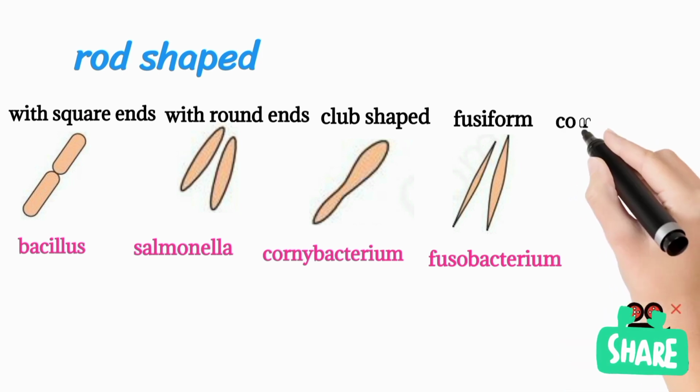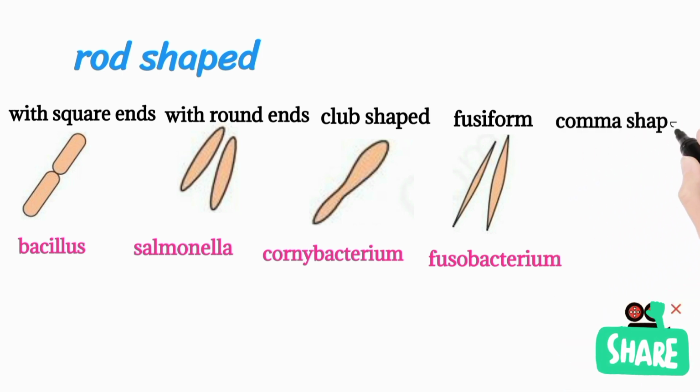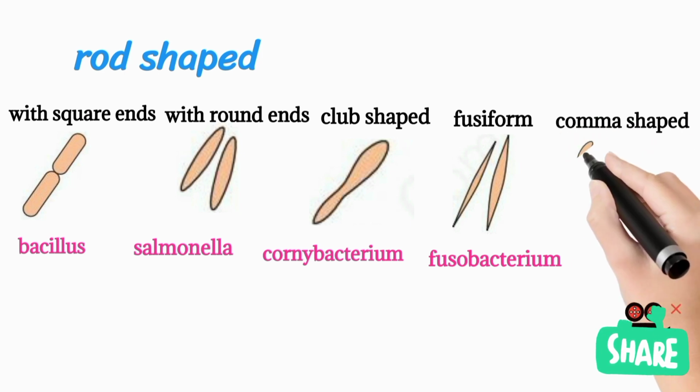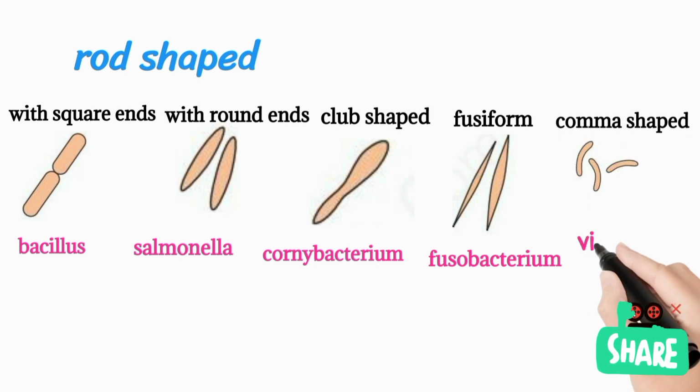Then we can have comma-shaped bacteria. An example of such a bacteria is Vibrio. You can see comma-shaped bacteria. So these are the various other shapes of bacteria, which include rod-shaped bacteria with square ends, and those with round ends, club-shaped, fusiform-shaped, and comma-shaped bacteria.